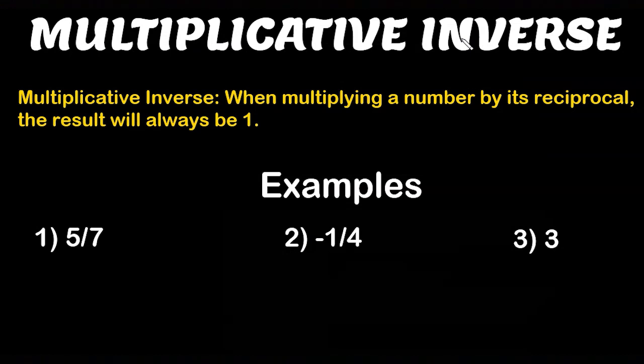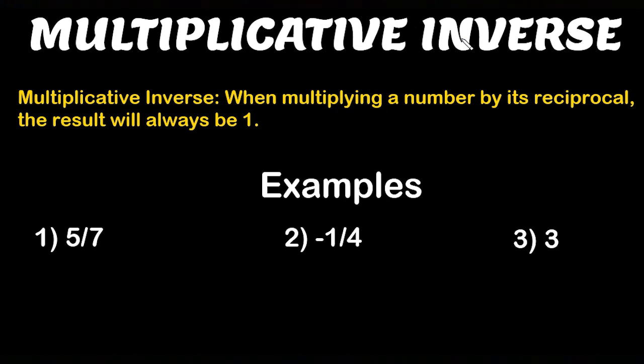Okay, so in this video, we're going to be talking about the multiplicative inverse. That's a fancy way of saying that you're going to be multiplying by a number's reciprocal, and the result is going to be 1. So that's all that means. If you have a number and you multiply by its reciprocal, the result will always be 1, and that will always be true. You can see the definition that I gave you here.